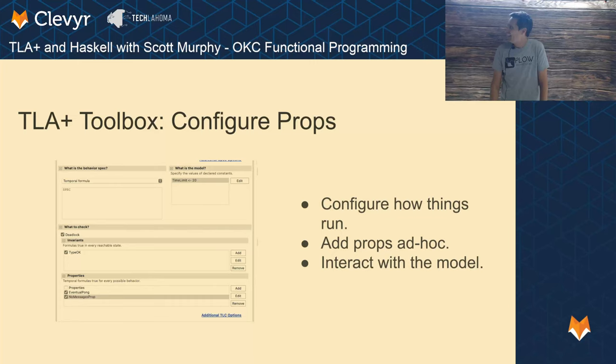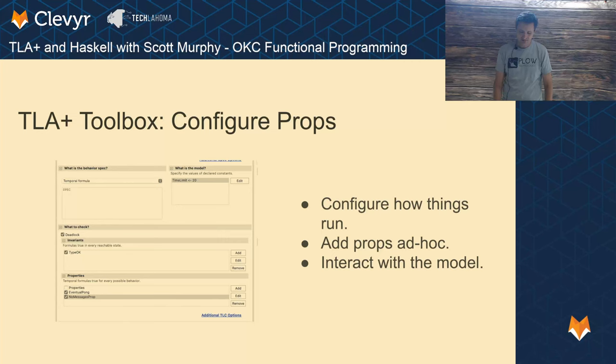But yeah, so here's where you set your time limit. I mentioned earlier, this is where you set your constants. What's it checking? It's checking to make sure nothing just breaks. That's what deadlock means, that the states can't get out of a state or into a state. And then it also checks the properties that you give it. You have your type OK, which is the invariant, and then the ones below are your temporal formulas. So we have eventual Pong and no messages in that one.